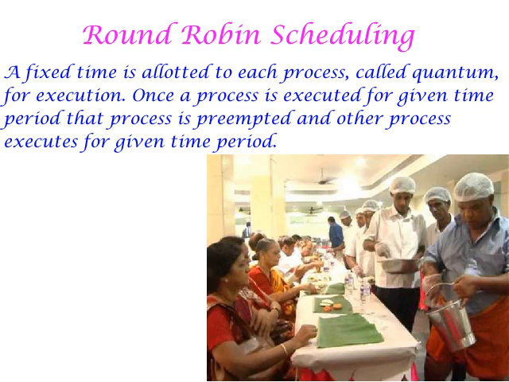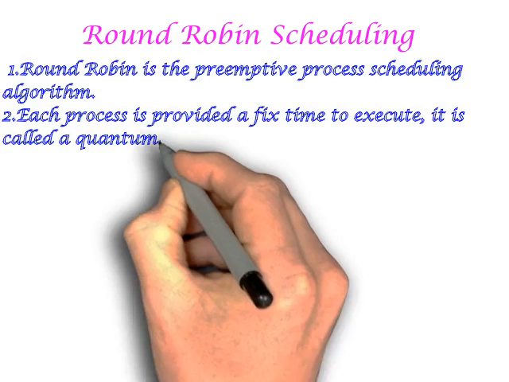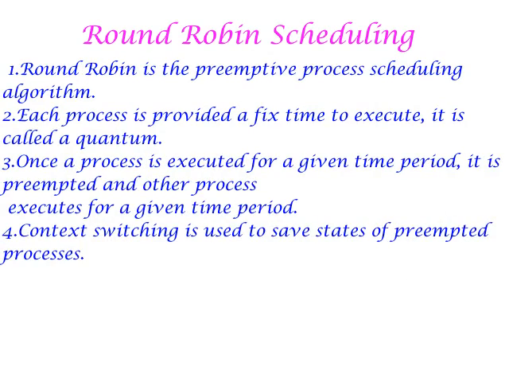The suppliers serve food to those who sit in the dining hall. In the same way, the operating system executes all processes for a particular time period in a rotation-based manner. That time period is called the quantum. Now you understand the concept. In other words, let me simply describe the round robin scheduling algorithm in 4 points.